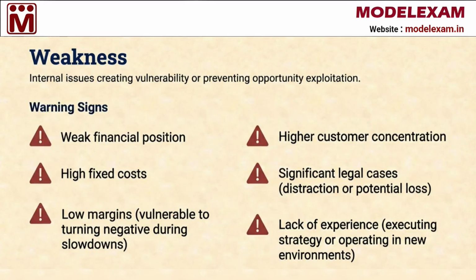On the flip side, we have weaknesses. These are internal issues that create vulnerability. You need to look for warning signs. A weak financial position is a major red flag. High fixed costs are also dangerous because they eat up cash even when sales are down. Low margins are risky because they can easily turn into losses during a slowdown. Other weaknesses include high customer concentration, significant legal cases that could cause losses or distract management, and a lack of experience in executing new strategies.